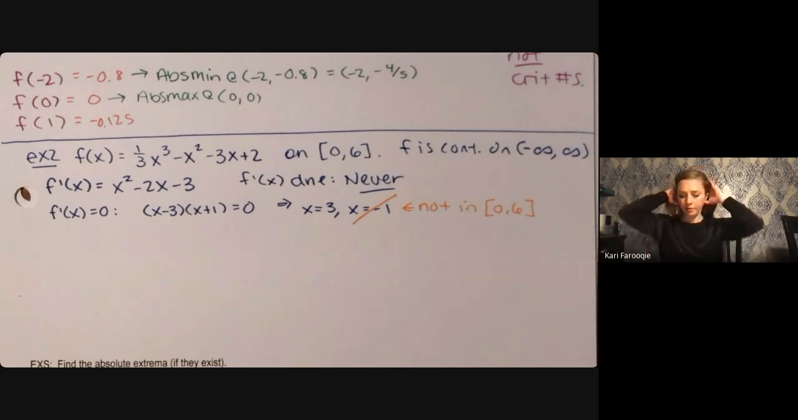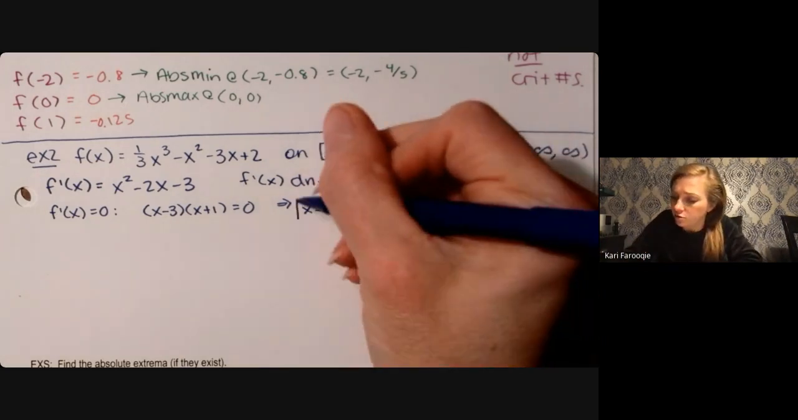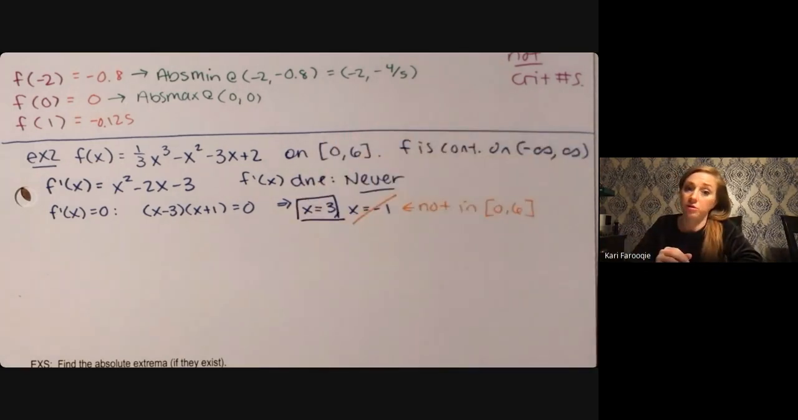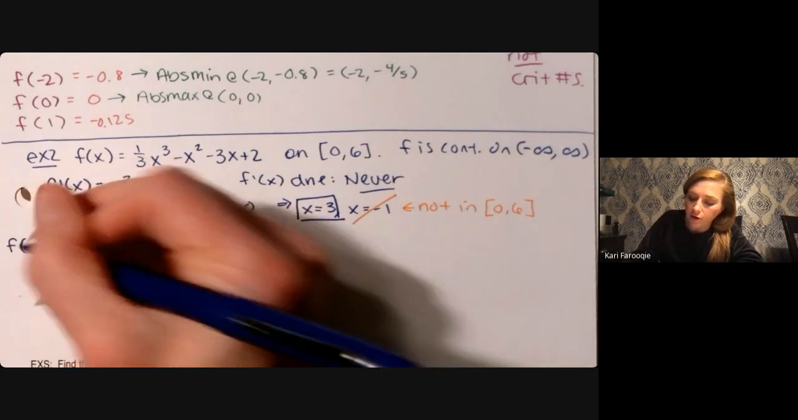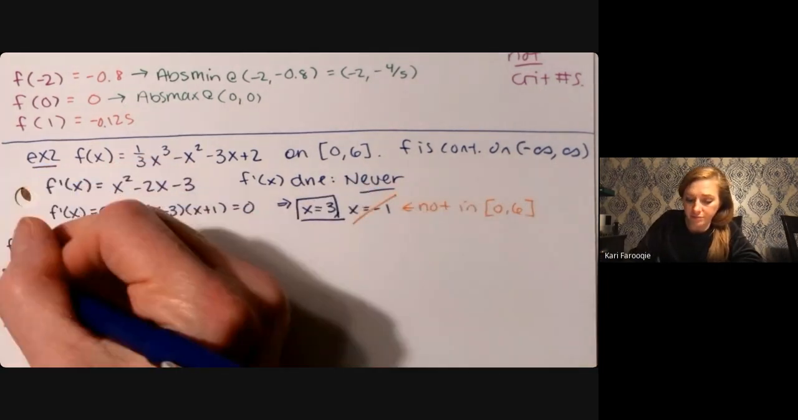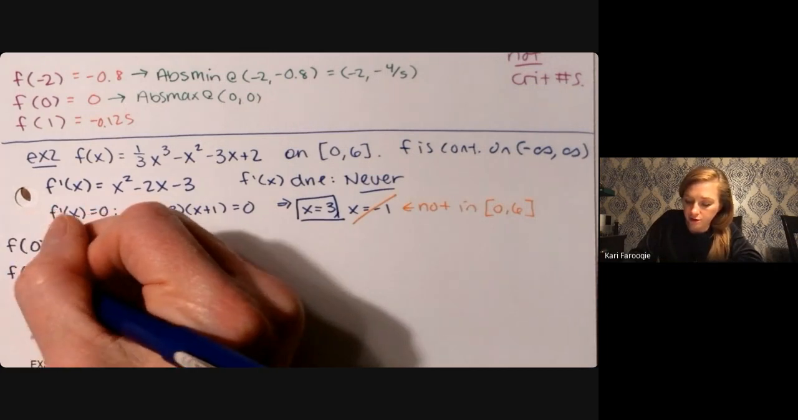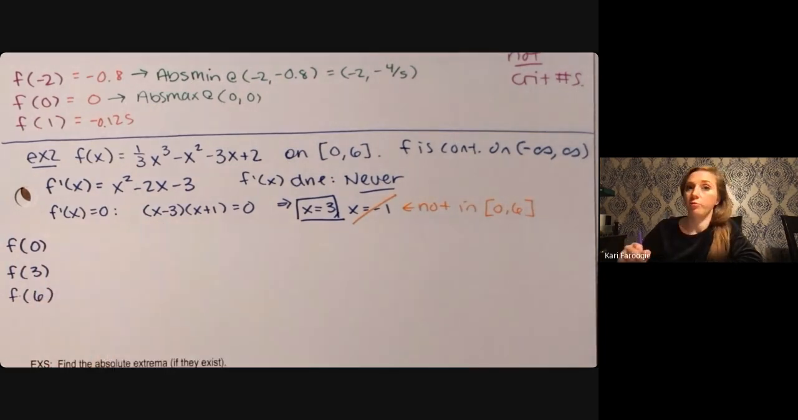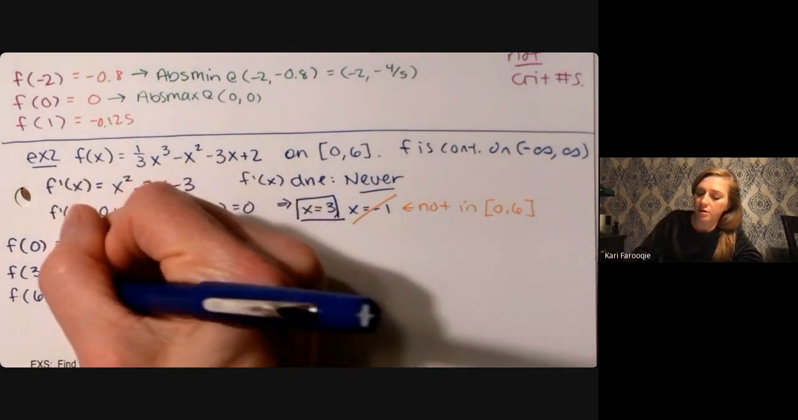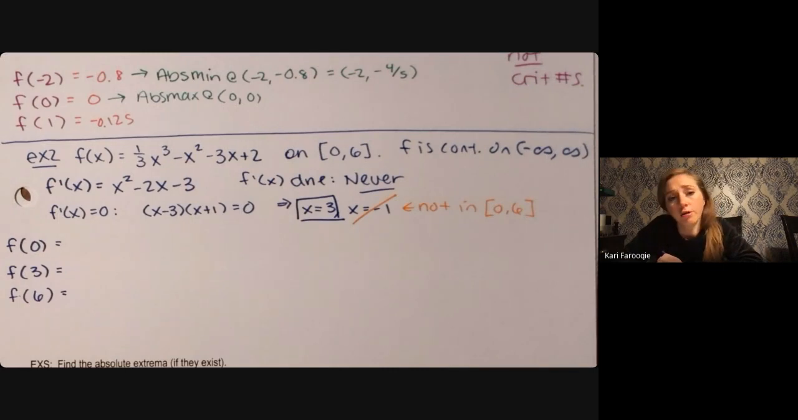So I have one critical number that I'm going to test here in the interval, and then I'm going to look at the endpoints. Again, I'm looking for the value of the function because it's telling me how large or small the y value is, not the value of its derivative. So I'm looking for f of 0, the first endpoint, and then f of 3, which is our critical number, and f of 6, which is the right endpoint. I'm going to evaluate the function at all three of those values.